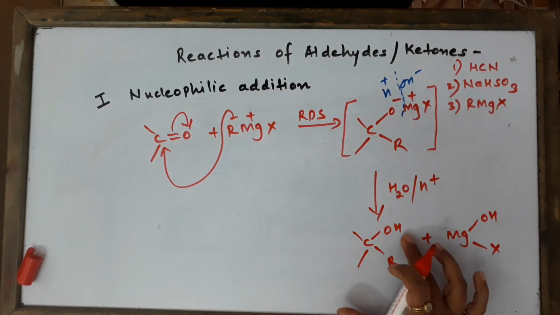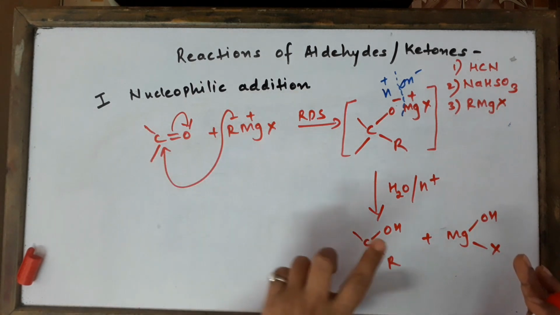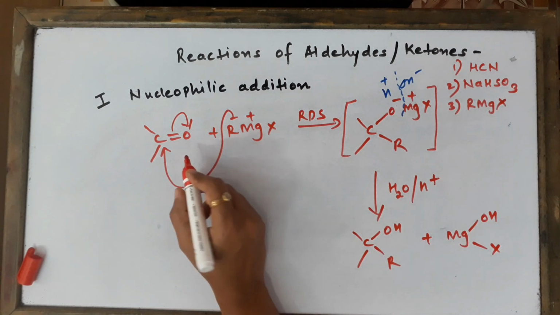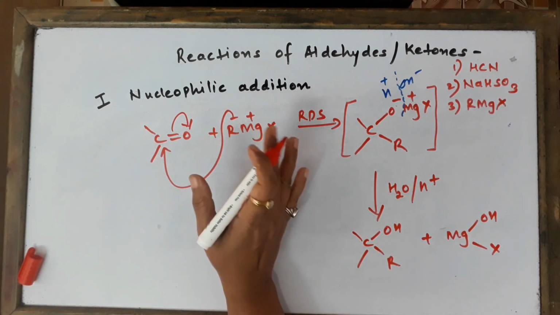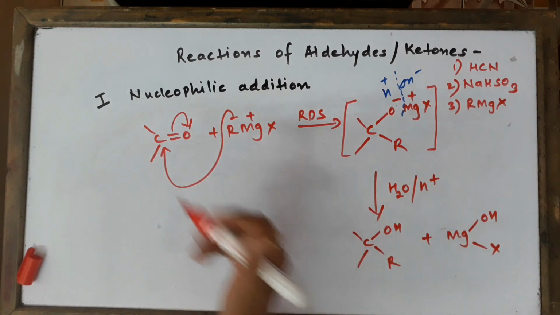So what did you get? Look at this. You get an alcohol. From an aldehyde you get an alcohol. If you started with the ketone, then also you get an alcohol. So the answer over here is Grignard reagents plus carbonyl compounds are going to give us alcohols, which can be primary, which can be secondary, which can be tertiary. What kind of alcohols are you going to get? Let's have a look at it.